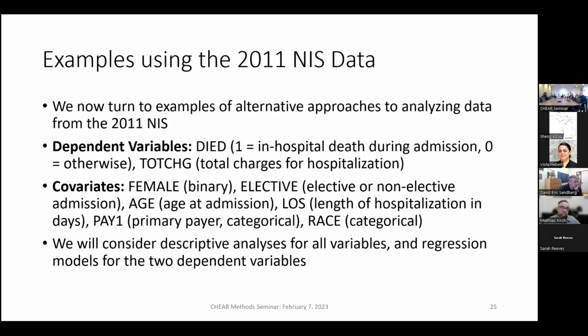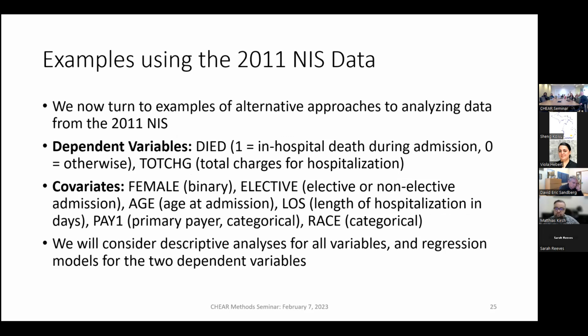Okay. So let's look at some examples of this kind of appropriate approach using that National Inpatient Sample. Starting with the 2011 data set, I just picked out some random dependent variables. So this indicator of died: there was an in-hospital death during the admission, 0 otherwise. And then a continuous measure of total charges for hospitalization. Those were our 2 variables of interest.